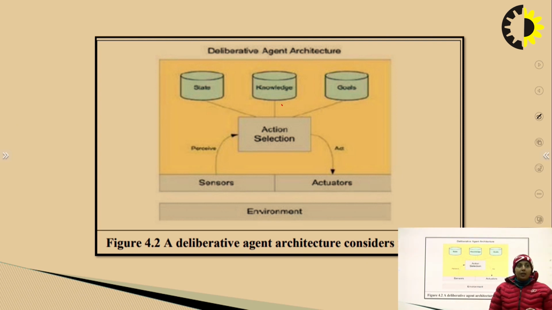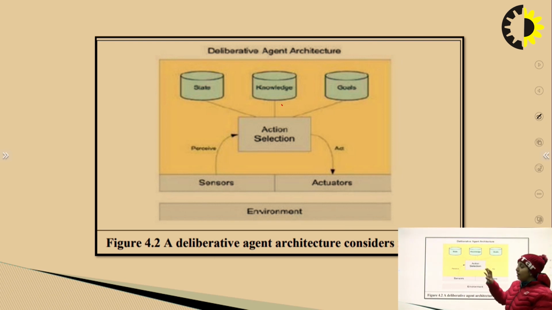Then its goal. The goal is basically for what purpose that particular agent has been designed. That is their goal, meaning how it can reach its goal state from its initial state. So all this information about the states, from this state to the next state, as well as the knowledge that it has used to take the actions, as well as what their goal is that has to be achieved, all these three things have to be considered while they're selecting their action.